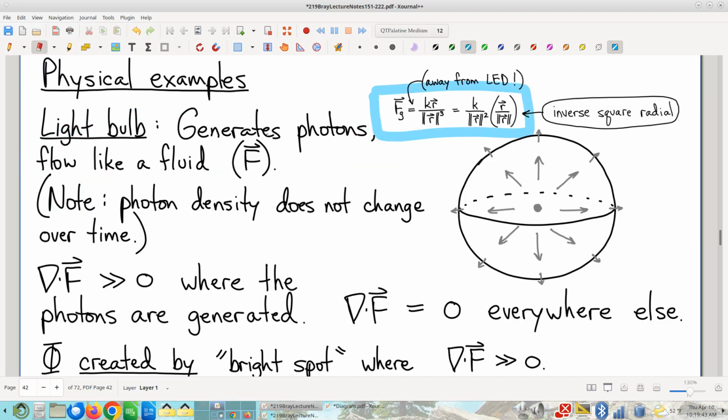And you may recognize this vector field. It is inverse square radial. We talked about that back in chapter 3. And we talked about some specific examples, and we're going to revisit those specific examples momentarily.